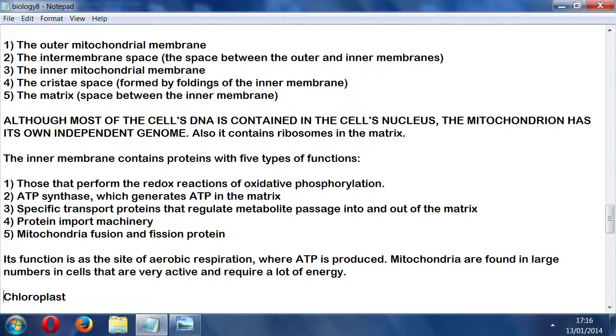The fourth is protein import machinery. The fifth is mitochondria fusion and fission protein. Its function is as a site of aerobic respiration, where ATP is produced. Mitochondria are found in large numbers in cells that are very active and require a lot of energy.